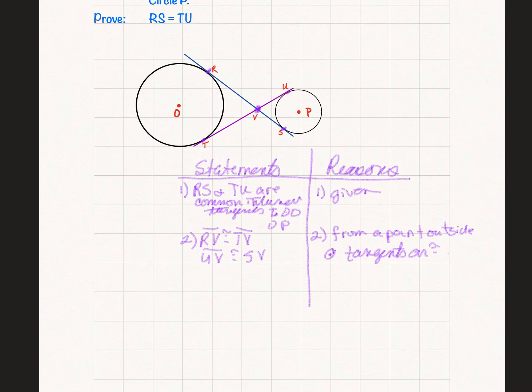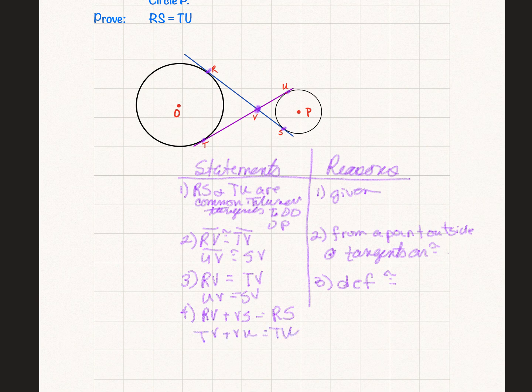And then I'm going to use segment addition postulate. So before I can use segment addition postulate, I have to say that these are equal. So I say that RV equals TV and UV equals SV. And remember, that's just the definition of congruency. And now I can use my segment addition postulate to say RV plus VS equals RS, and TV plus VU equals TU. And that is segment addition postulate.